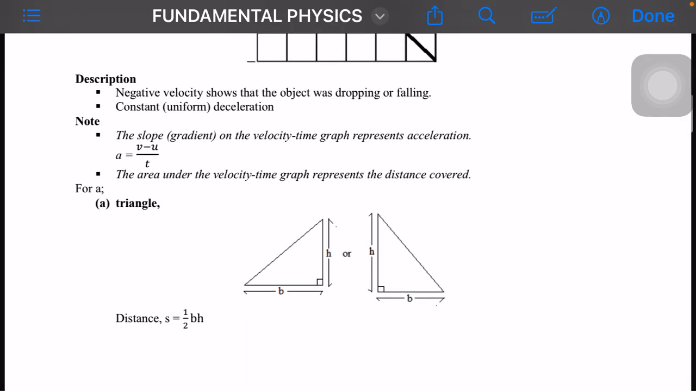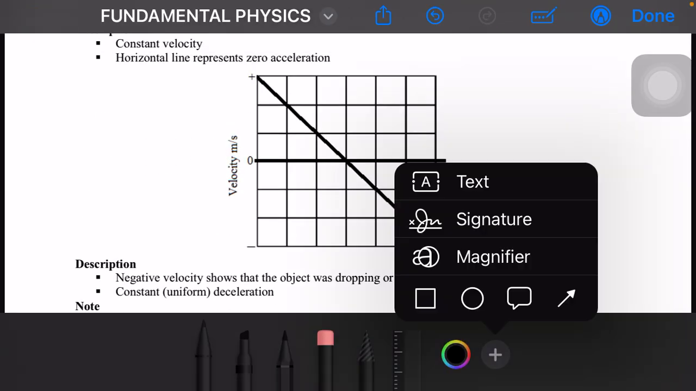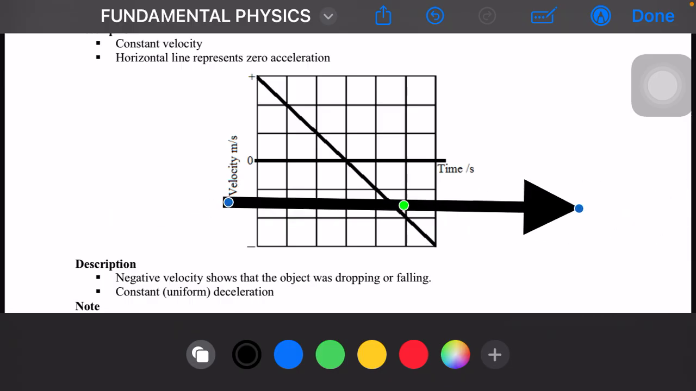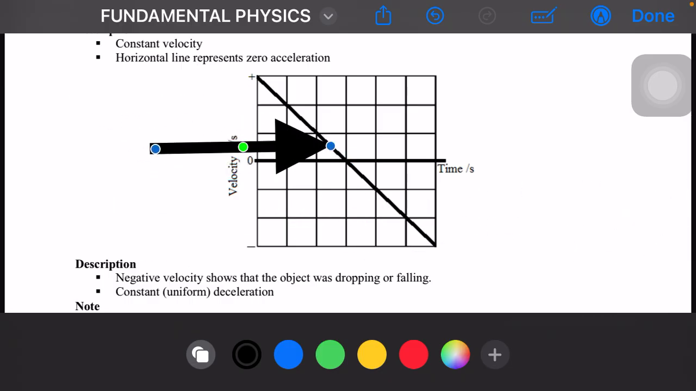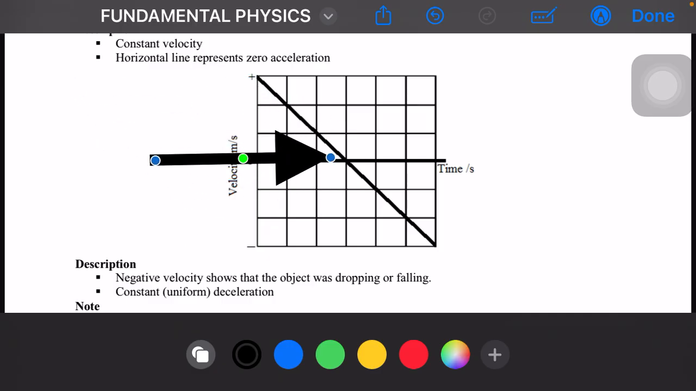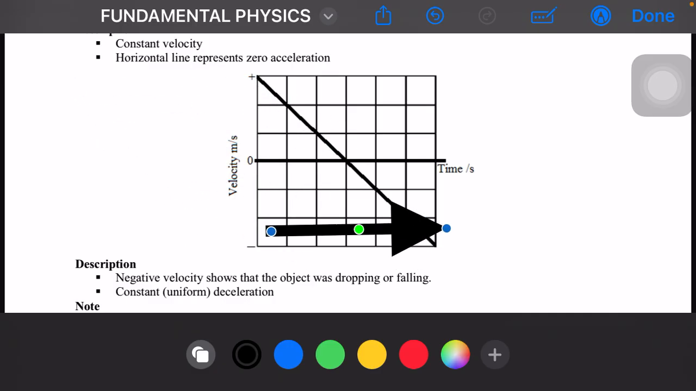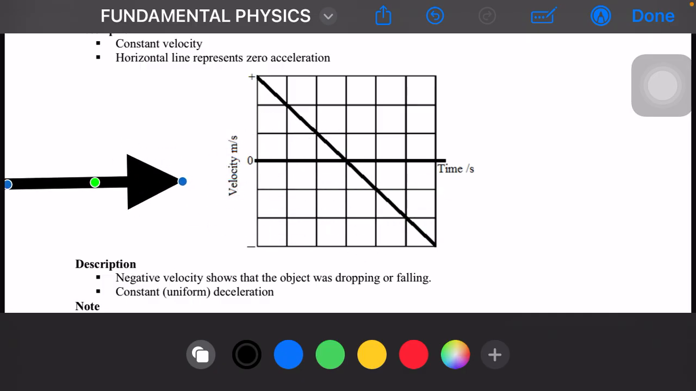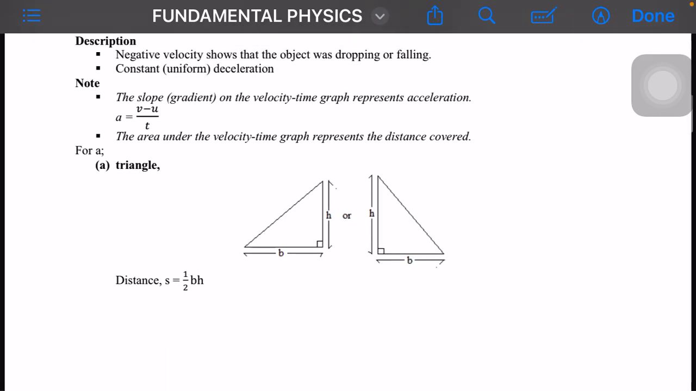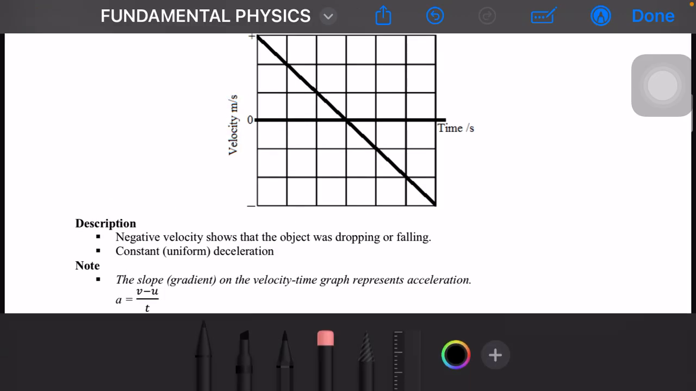You need to note another thing, that the slope or gradient on the velocity time graph represents acceleration. When I say the slope, we're simply talking about this one here, from here to here. That's talking about what? Acceleration. So if you find the gradient of this line, you actually find the acceleration from here to here. Then you can do the same from here to here, and you can find that retardation. Hope it's clear there. We move on. So here, you need to note another thing. Each time, for example, let me use this graph.